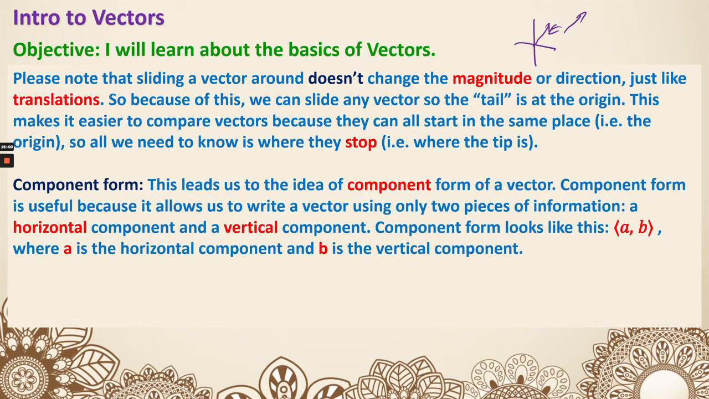And that leads us to the idea of component form of a vector. Component form is useful because it allows us to write a vector using only two pieces of information, a horizontal component and a vertical component. The component form looks like this, with pointy brackets with a, b inside. It looks kind of like the ordered pair, but on your Chromebook or computer, you can just use the less than symbol and the greater than symbol to type in a, b. A is the horizontal component and b is the vertical component, just like how x and y work. They work the same way.